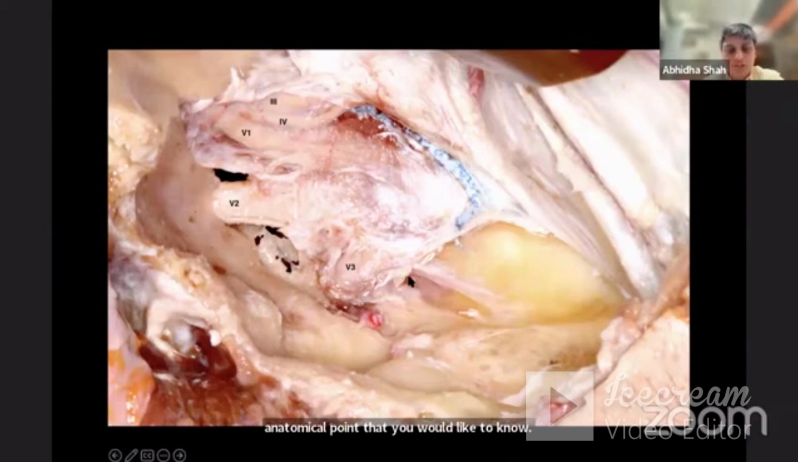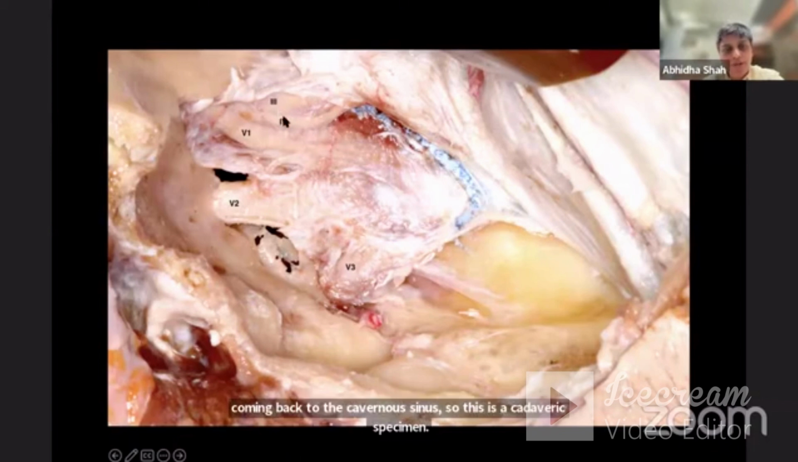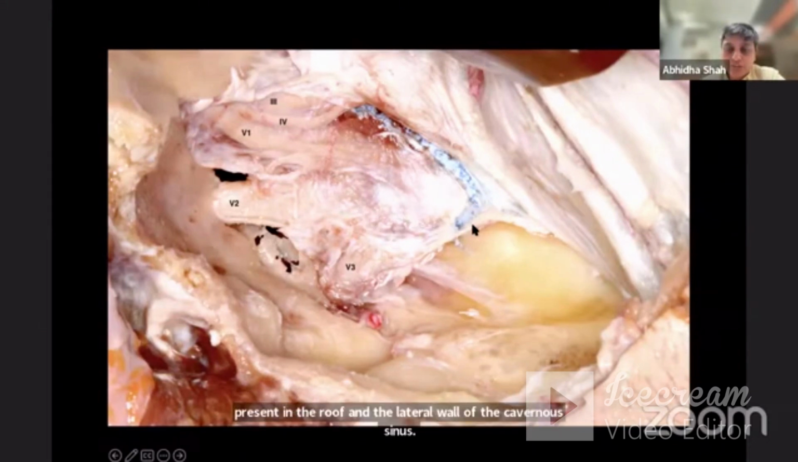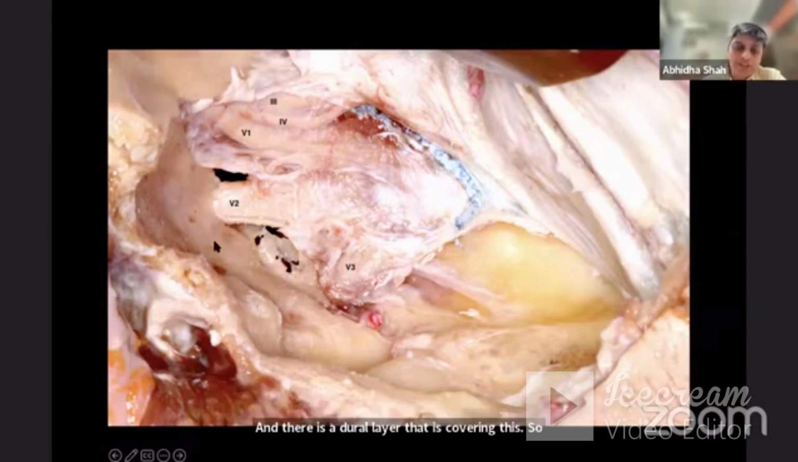So this is a cadaveric specimen that you can see, showing you all the nerves that are present in the roof and the lateral wall of the cavernous sinus. And there is a dural layer that is covering this. So this is the inner layer of the wall of the cavernous sinus. The outer meningeal layer has been peeled off. And now let's peel this layer one by one to understand the anatomy of the cavernous sinus and its contents.